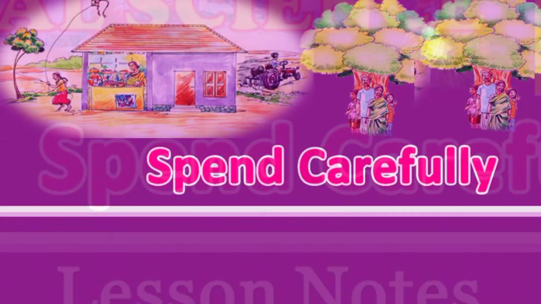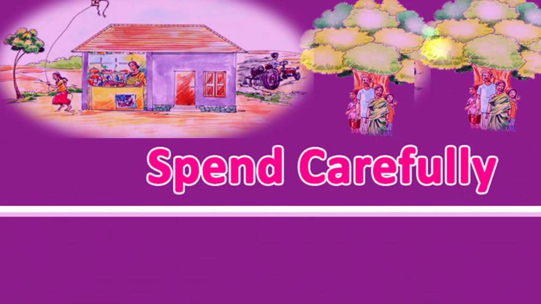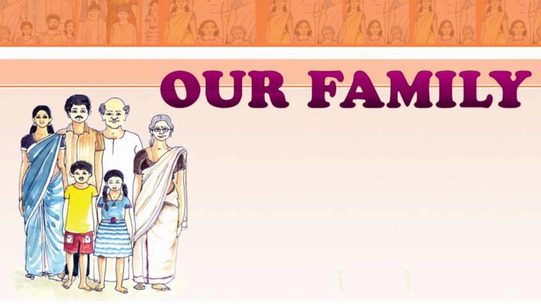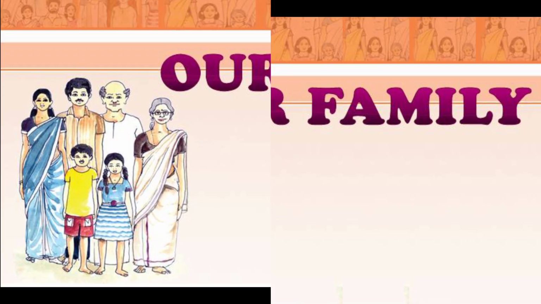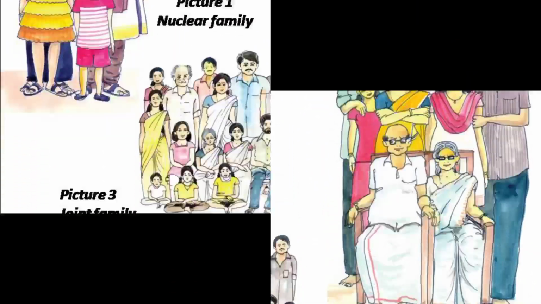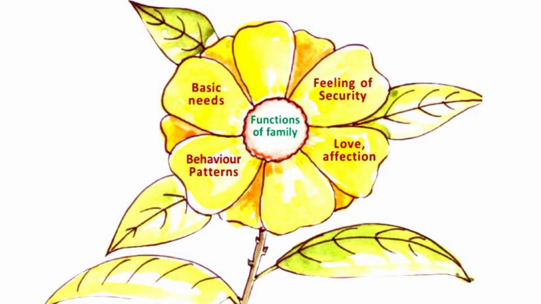Chapter 4. Spend carefully. In the last chapter we learned about family. How is a family formed? What is the importance of family in society? Different types of family exist. Each member of the family has their own responsibilities. That's what friends remember, isn't it?